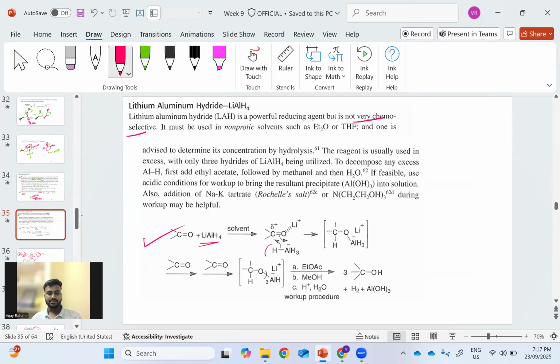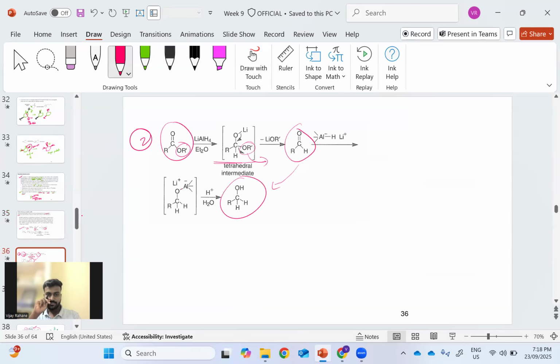The hydride transfer takes place to the carbonyl group, and an O-Li bond is formed as an intermediate. So this is the reaction mechanism with LiAlH4, and the same reaction mechanism applies to sodium borohydride also. You can refer to the detailed reaction mechanism from this slide.